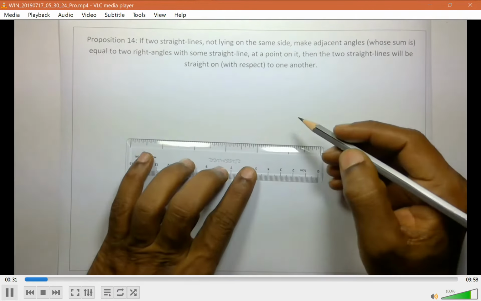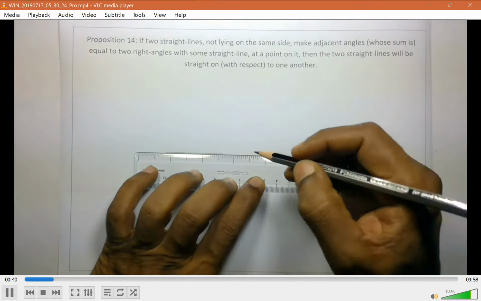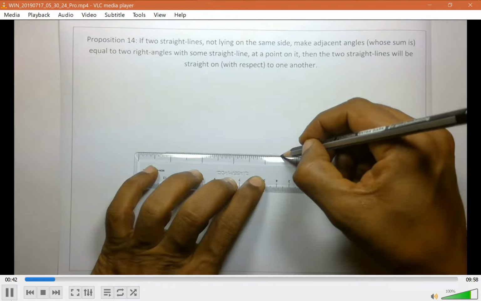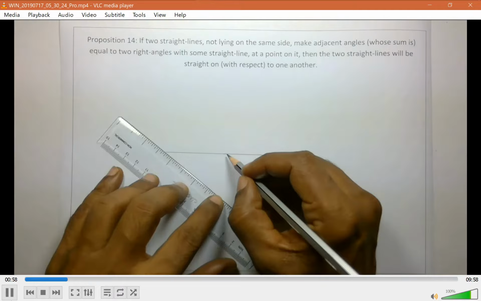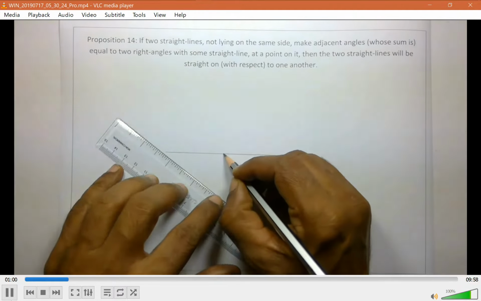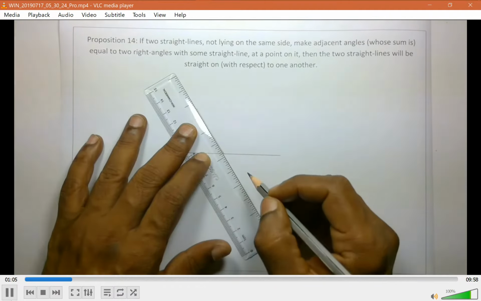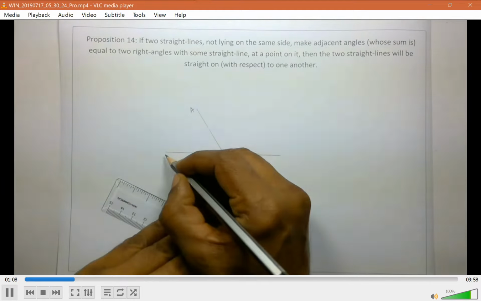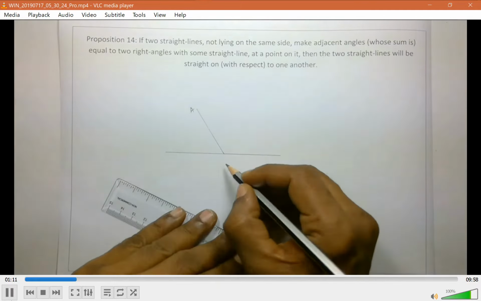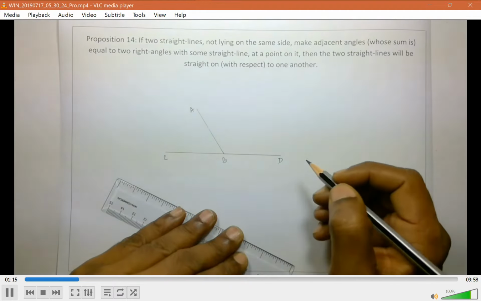There are two straight lines. Okay, so you have one line and another line, right? So on this, at this point, another straight line is there, right? So let's say this is A, this is B, this is C, this is D.